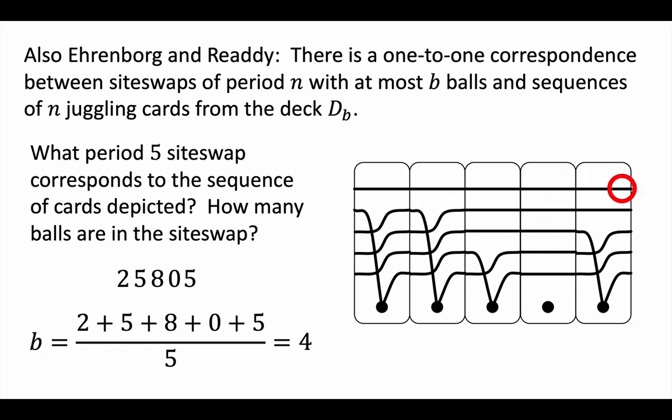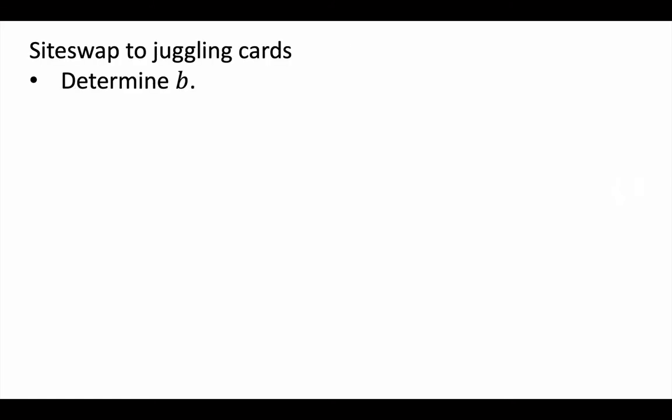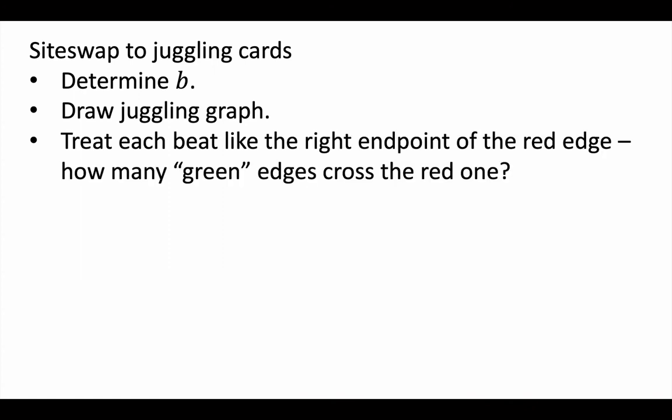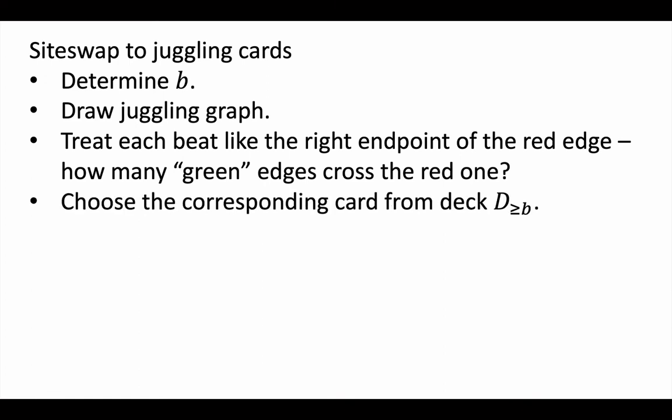How do you go the other way? To go the other way, first of all, we need to determine B, how many balls are we juggling? That's going to help us know what deck or decks we can choose from. Then draw the juggling graph. And then we go back to the little crossing idea. Treat each beat like the right end point of a red edge, and then how many green edges will cross that red one. We'll do an example to help illustrate that. You count the number of crossings, find the corresponding card from the deck that you've chosen.